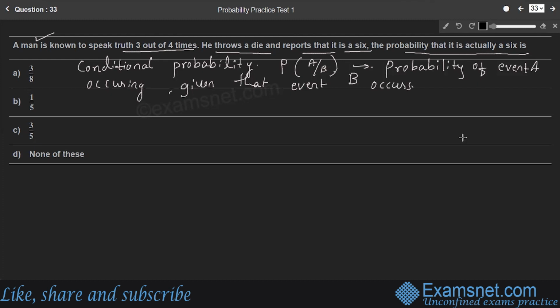Here, probability of A given B, right? So here, event B occurs. So what is event B in the given question? The event in which the man is known to speak truth 3 out of 4 times is event B, which occurs already. Because of that, after throwing a die, he reports that it is a 6. That is event A, which is occurring now. So because of event B, event A is occurring.